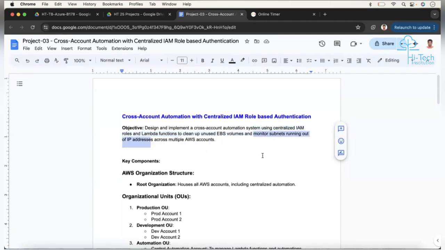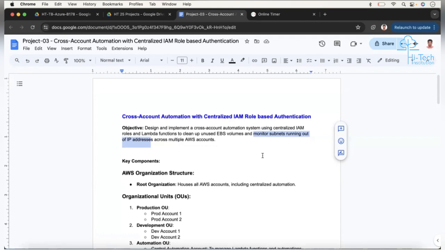In all 100 accounts. If I have one or two AWS accounts, I can always monitor the IP addresses, how many are consumed and how many remain. But imagine you have 100 plus AWS accounts, it will be very difficult to keep in mind: account 1, remaining 10 IPs available; account 2, having 100 IPs available, like that. It's very difficult to remember.